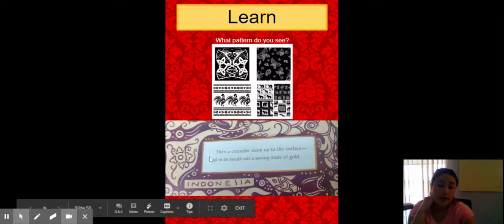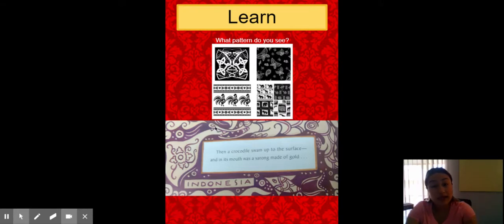This is another page from the book. This is Indonesia. What pattern do you see? Do you see any type of pattern, any type of illustrations or specific types of drawings or pictures in the back?